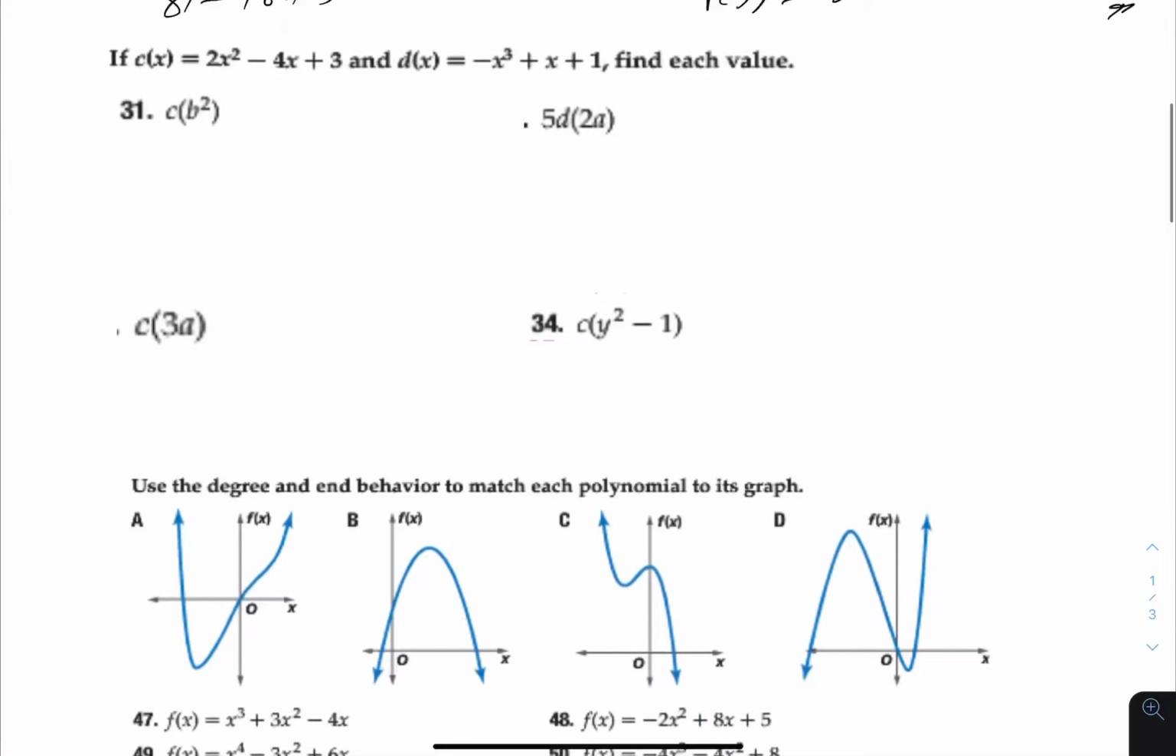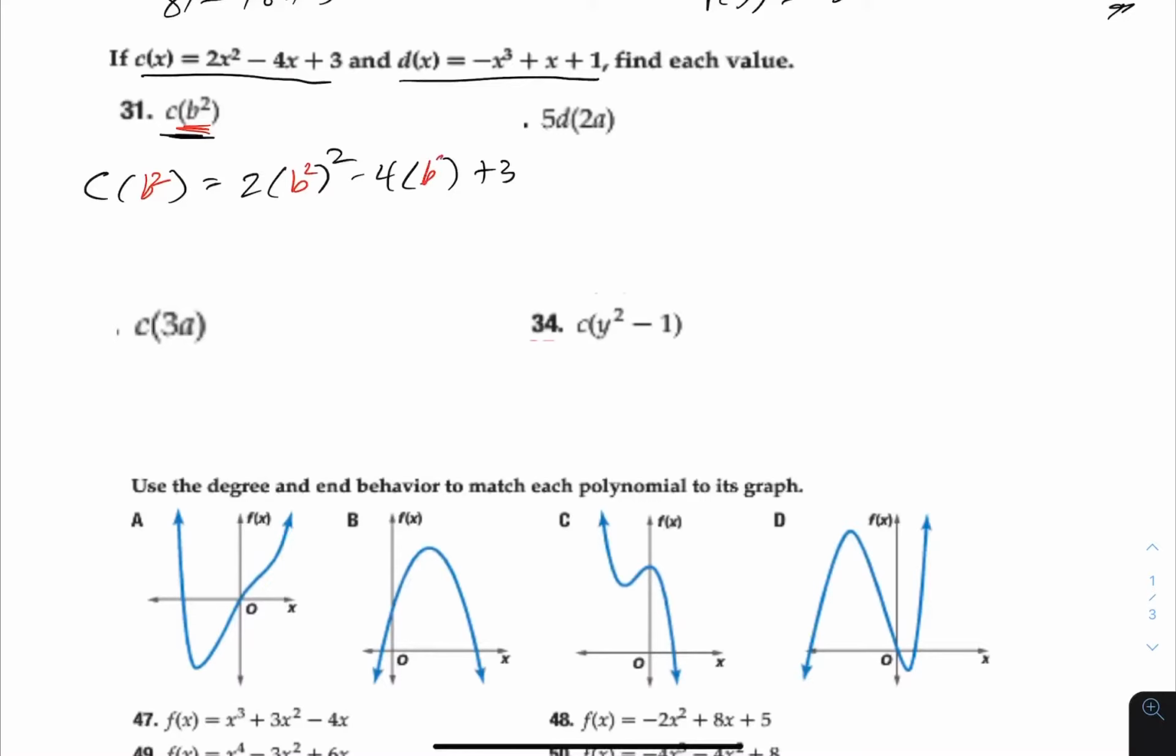Over here, now they're giving you a function. So C of x equals all this, and D of x equals all that. I want you to find each value. In the first one, all they really want us to do is plug in b squared. So what is C? C is 2 times something squared minus 4 times something plus 3. And that something we're plugging in is b squared. So here I get b to the fourth times 2, so 2b to the fourth minus 4b squared plus 3. That's the answer.